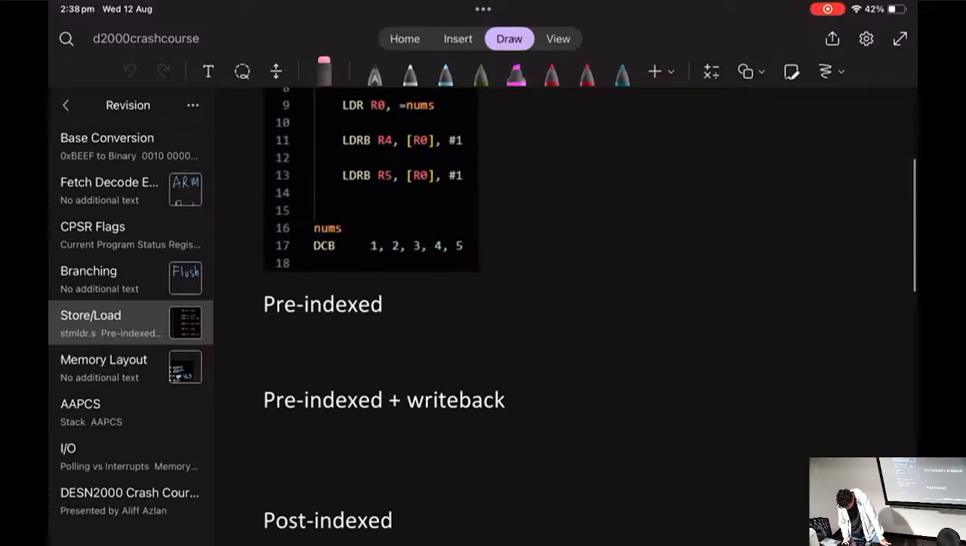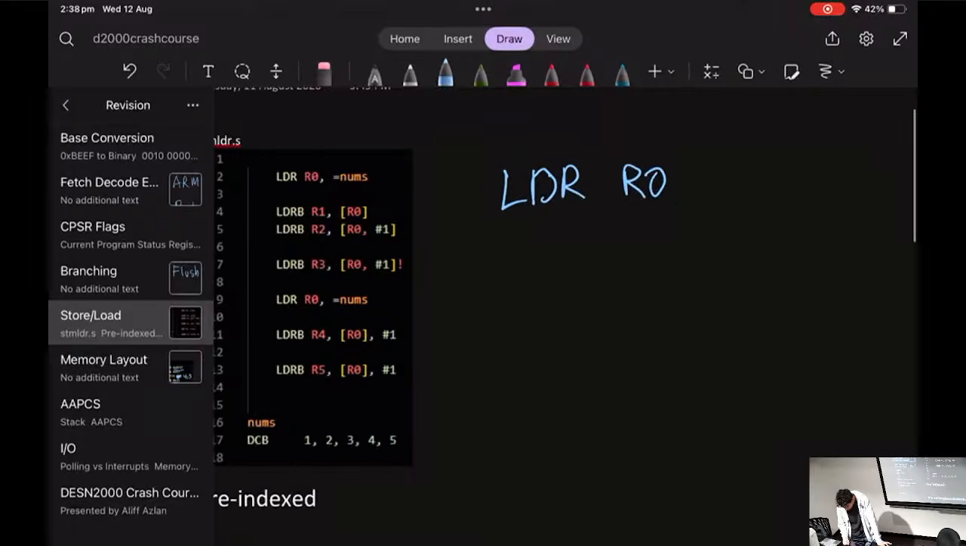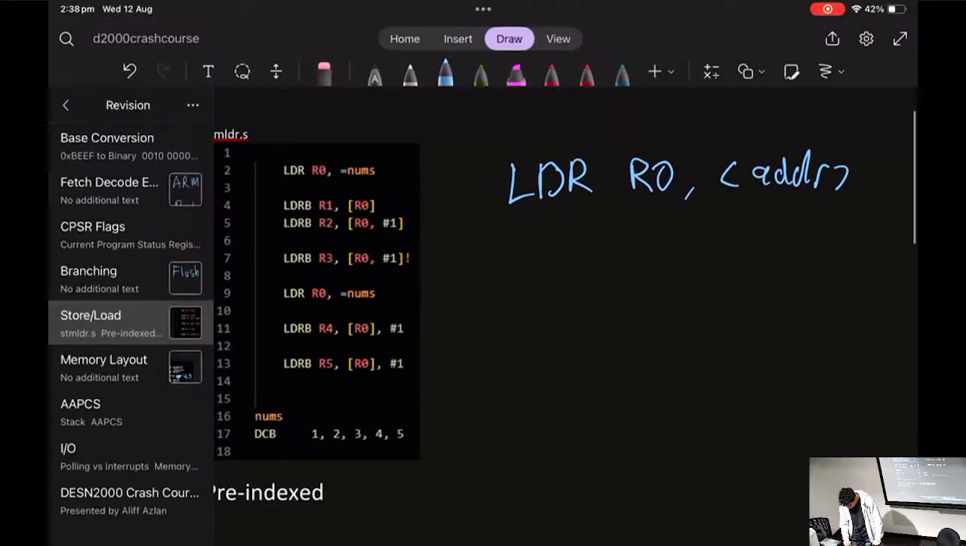So store and load. This is also pretty important. There's definitely going to be questions on loading and storing. So first up, you guys know how to load, right? We have your LDR, then the register you want to load to, and then some address, right? Now, we also have various alternatives. We have LDRB, which is to load a byte.